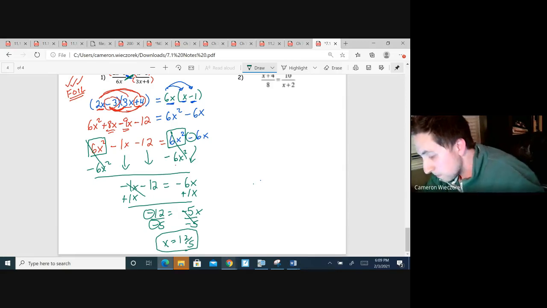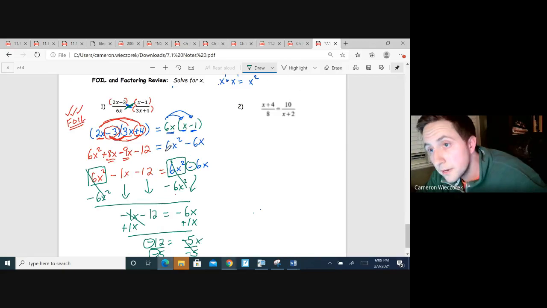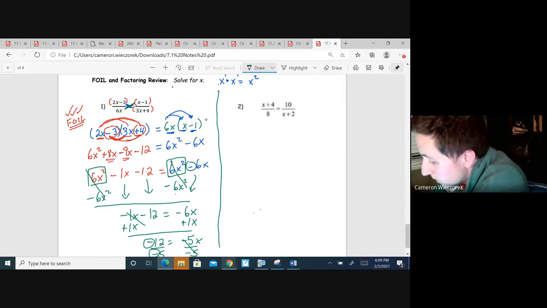Okay. If you want a little more review of FOIL, go back to our notes that we had, I believe, from the second day of school. We did a nice FOIL and factoring review there, but I'll do one more just so you can see a second one, and this one has some factoring involved. I'm going to put parentheses around anything that uses addition or subtraction. Parenthesis, parenthesis, parenthesis, parenthesis. And then I'm going to cross multiply.